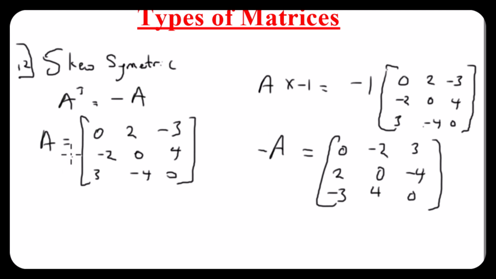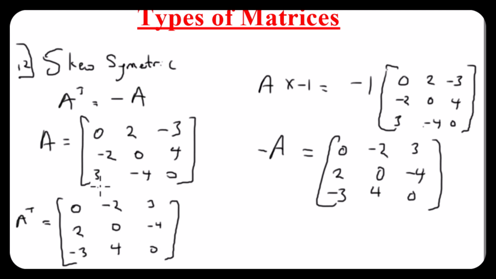Now let's transpose this matrix A and see whether the transpose of A will be equal to the negation of A. The transpose will simply interchange the rows and columns. So here I have 0, 2, minus 3. Here I have negative 2, 0, 4. And I have minus 3, negative 4, and 0. So you can say A transpose is not equal to A, hence the matrix is not symmetric.